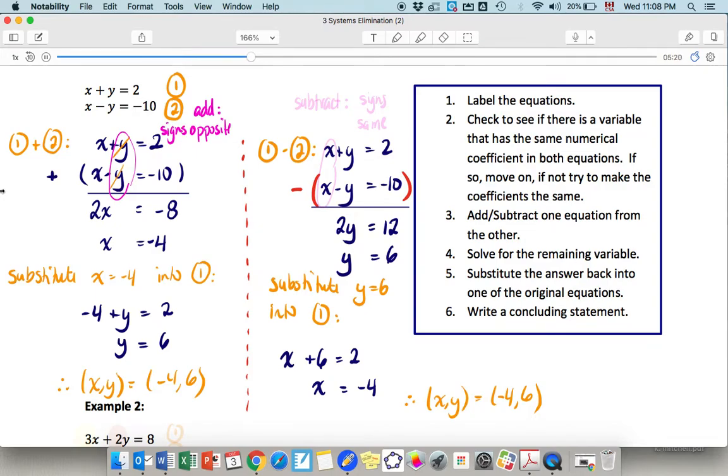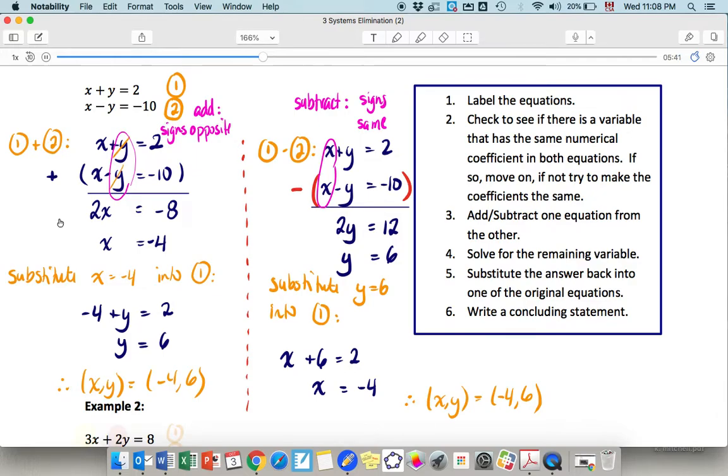And I'm going to subtract when my signs are the same. And like I said here, my x's had the same sign, so I was able to eliminate the x's in this case. Okay? So let's go on, let's do another example.